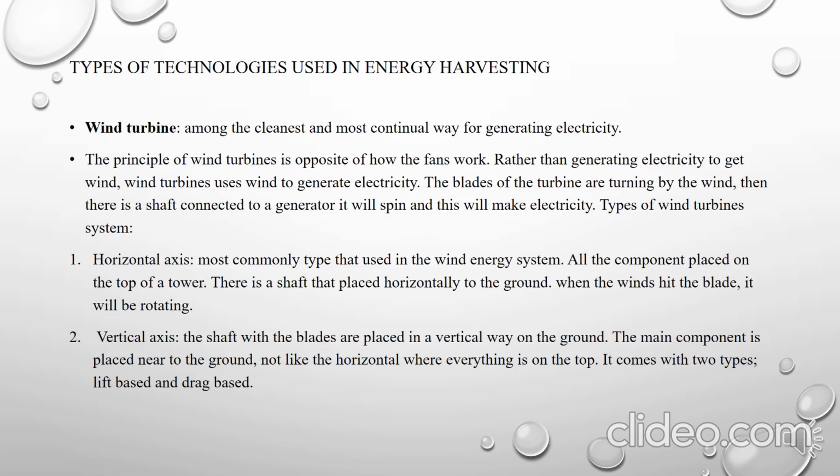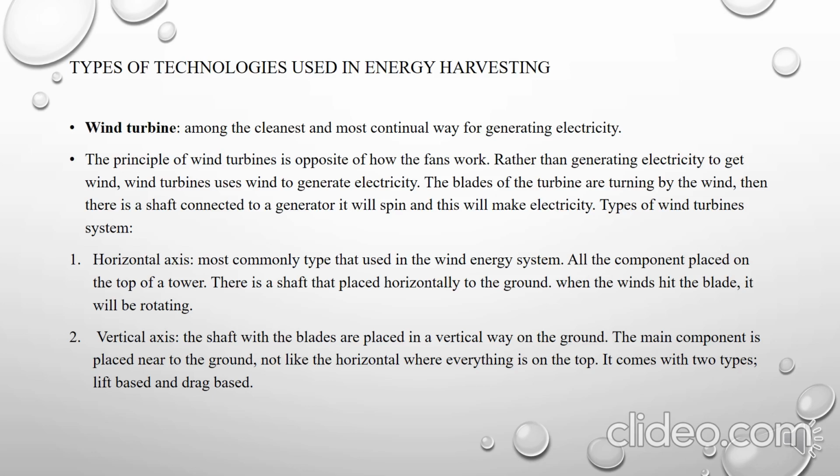The types of technologies used in energy harvesting include the wind turbine, among the cleanest and most continual ways of generating electricity. The principle of wind turbines is the opposite of how fans work. Rather than using electricity to generate wind, the wind turbine is used to generate electricity. The blades of the turbine are turned by the wind. Then there is a shaft connected to a generator. It will spin and this will make electricity.